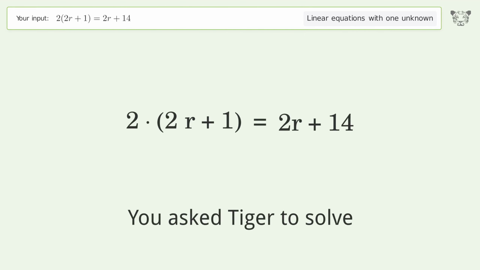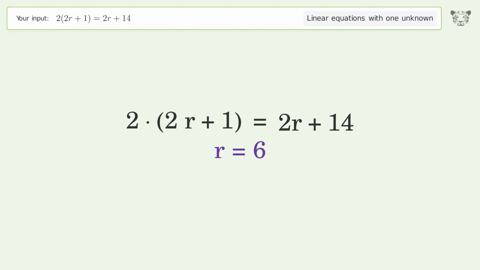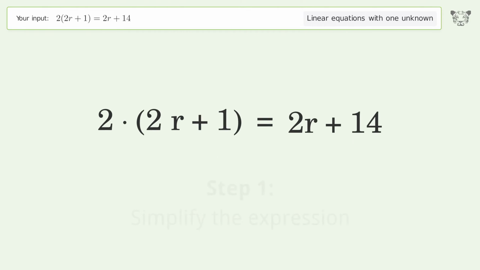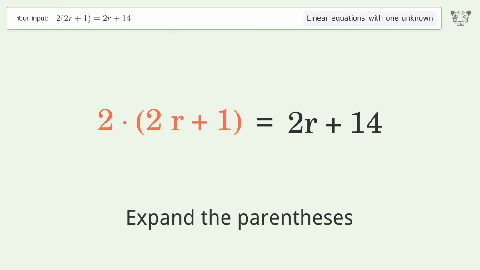You ask Tiger to solve. This deals with linear equations with one unknown. The final result is r equals 6. Let's solve it step by step. Simplify the expression. Expand the parentheses.